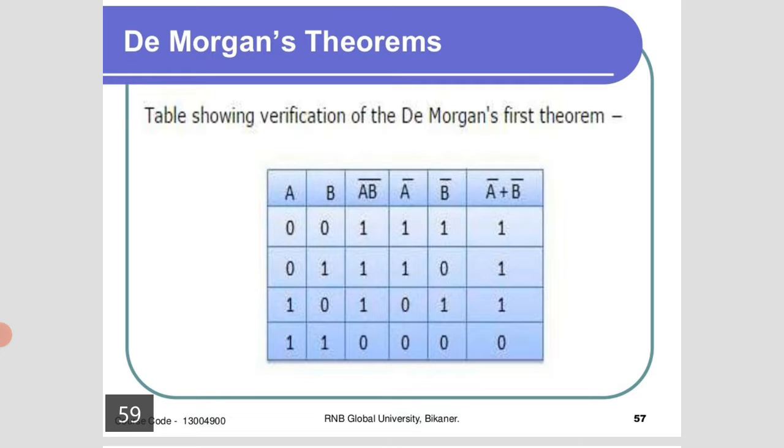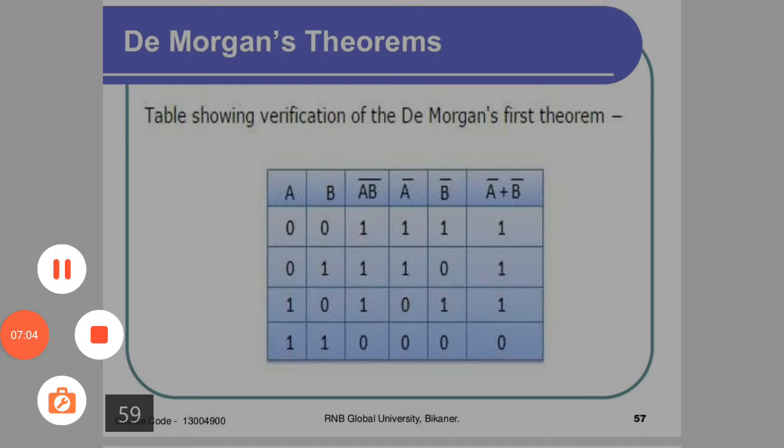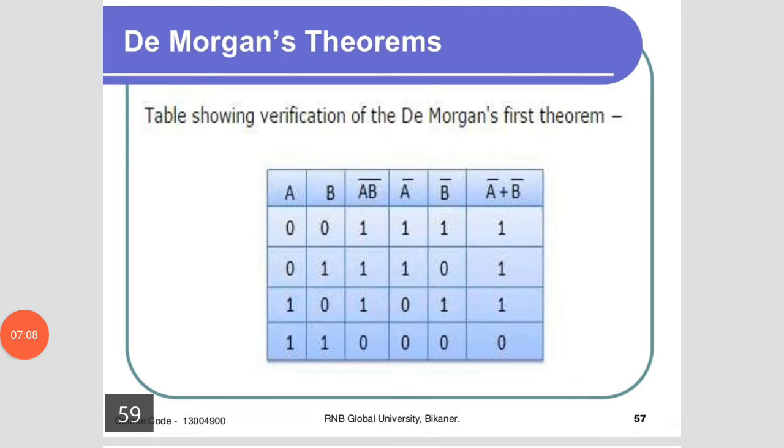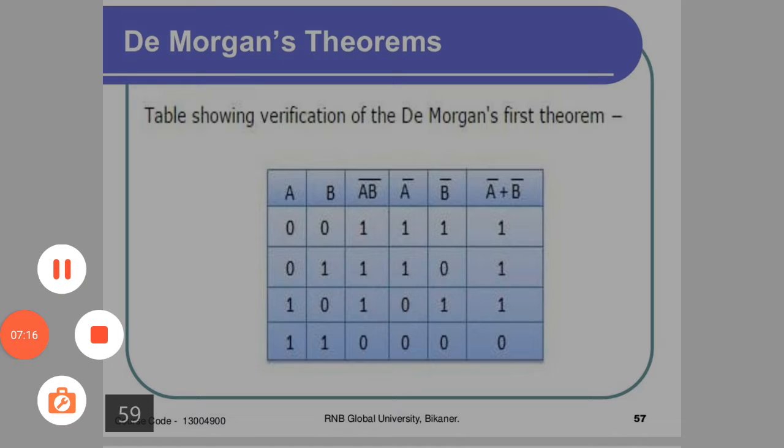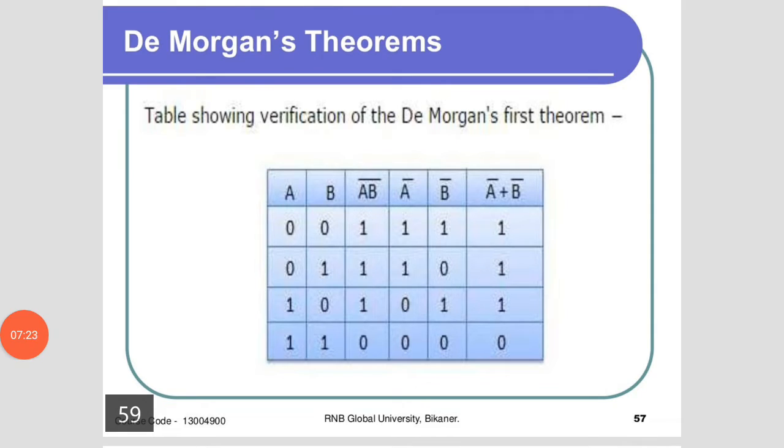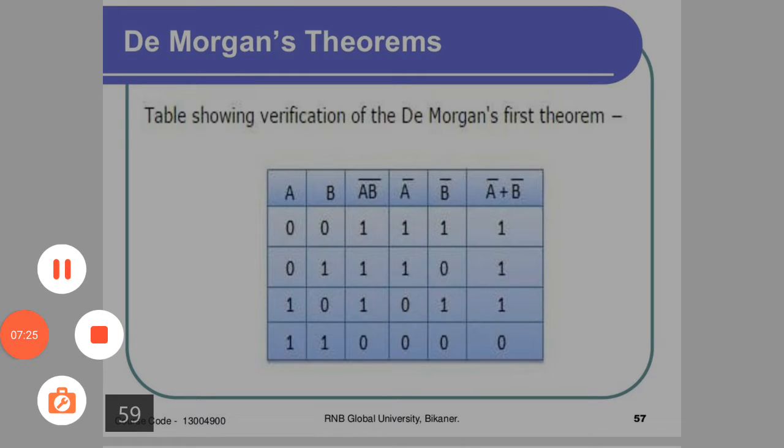When input A is 0, A bar is equal to 1. When input is 0, A bar is equal to 1. When input is 1, A bar is equal to 0. When input is 1, A bar is equal to 0. So A bar and B bar are 1 1, 1 0, 0 1, 0 0. So A bar plus B bar is 1 1 1 0. This is the De Morgan's first theorem truth table.